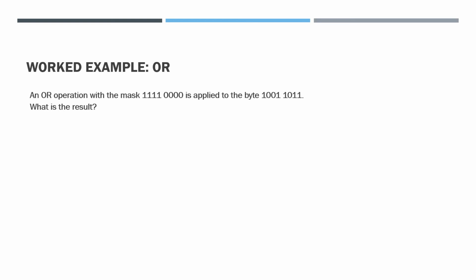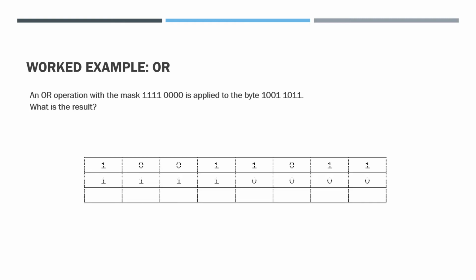Here's a similar question. In fact, I've used the same mask and the same byte, but I've just changed the question so it says use an OR operator. So we write the two numbers above each other, and as long as there is at least one 1 in a column, we write 1. And in fact, there's only one case where there's 2 zeros. There it is. And so if there's 2 zeros, we write a 0, but otherwise we fill up all the columns with 1s. Again, if you know what OR is, which you do because you've used it in Python, it's pretty easy to do this.